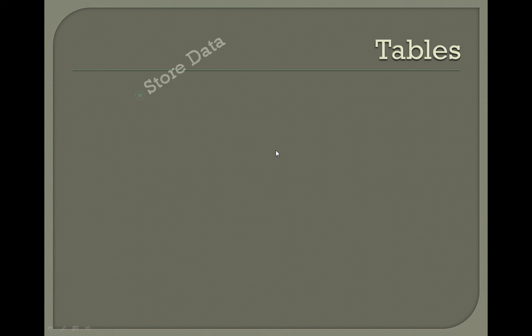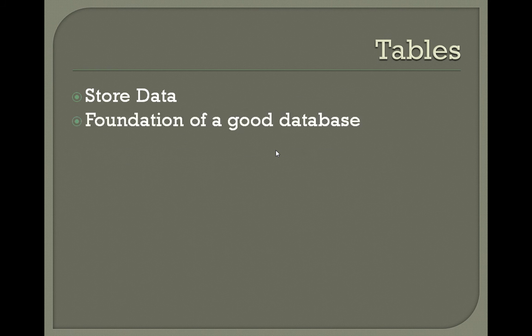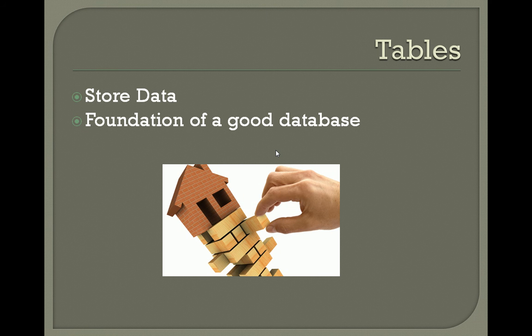First thing is tables. Tables store data. That's what they do. A table is the only thing in our database that stores data. The foundation of a good database is how well your tables are designed. If your tables aren't designed that well, the foundation isn't going to be that great. And what happens to a house that's built on a bad foundation? Well, it's going to crumble. That's just a fact of life.